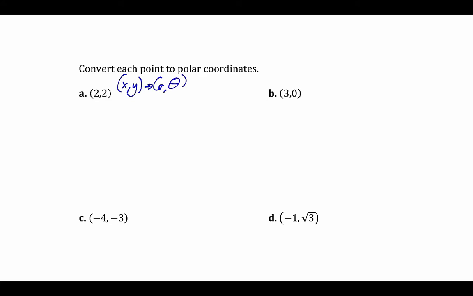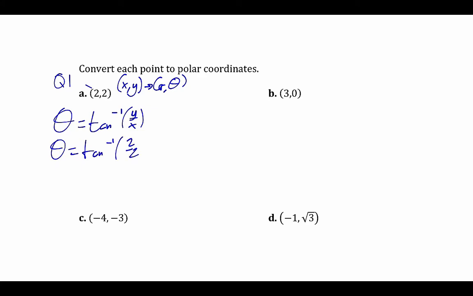So the point here, 2, 2, that's in quadrant 1. Not going to be super important for this one, but we'll pay attention to that more later. So we're going to use the equation theta equals the inverse tangent of x over y. Sorry, y over x. I misspoke again. We got theta equals the inverse tangent of 2 over 2. Cleaning that up a little bit more, theta equals the inverse tangent of 1.